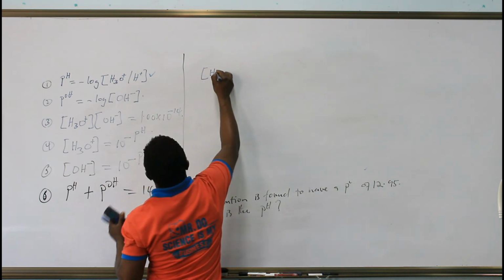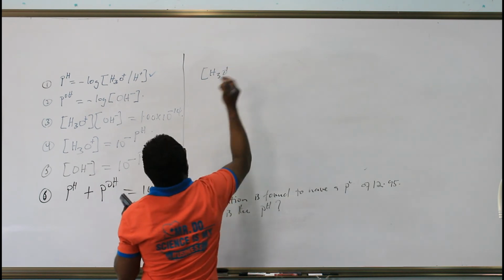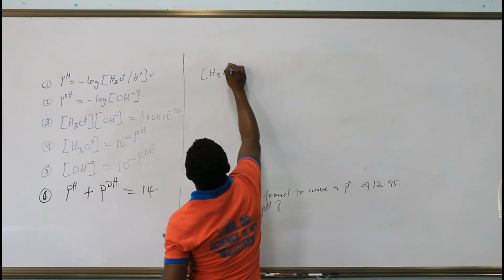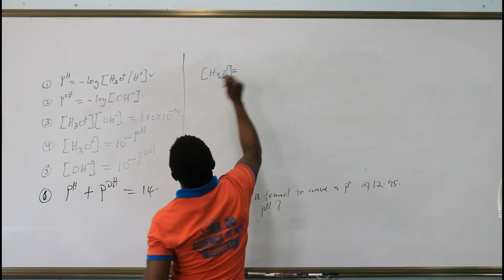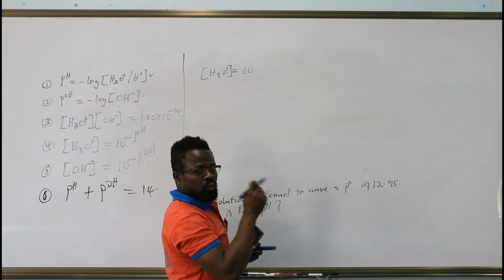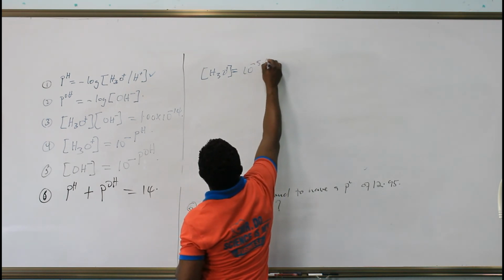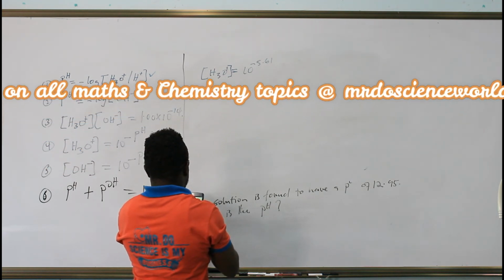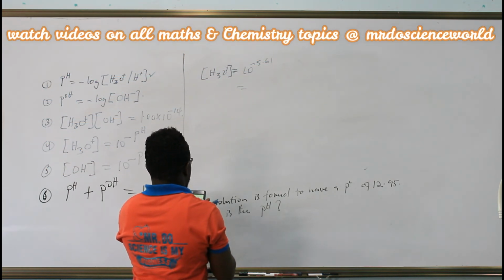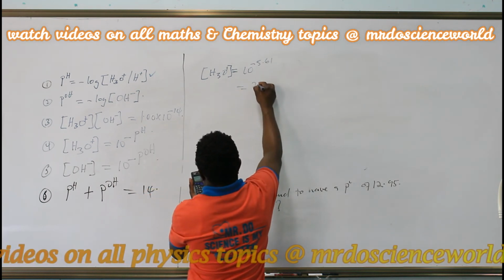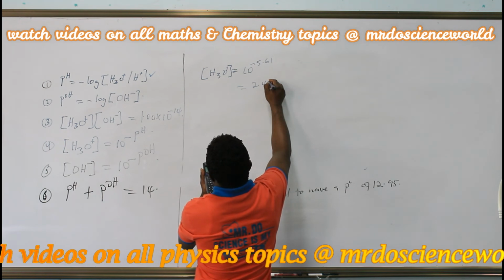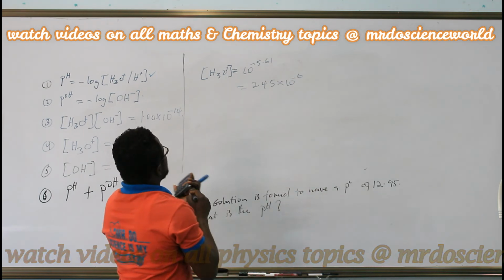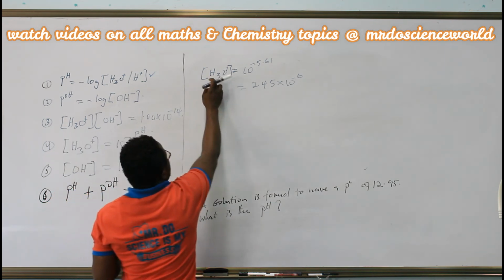We are given the concentration of H3O+, and the question wants us to find the concentration whilst we are given the pH. The pH was given as 5.61. So we say 10 exponent negative 5.61, and let's see what we are going to get for our concentration. Once we do this, we get 2.45 times 10 exponent negative 6. Now this is the concentration of the H3O+.